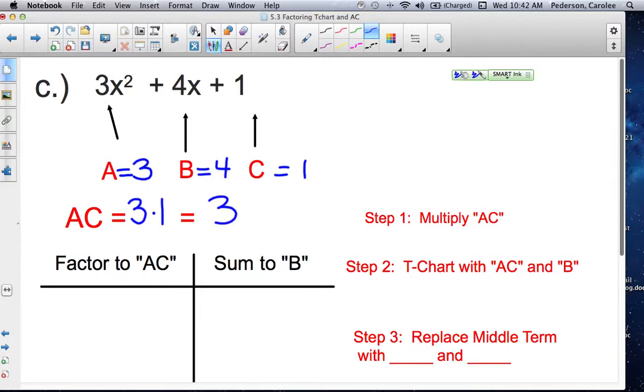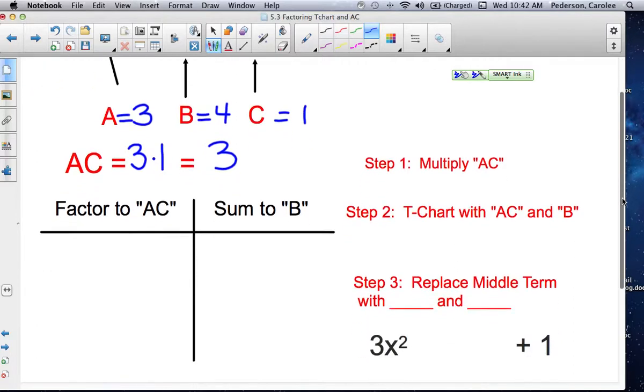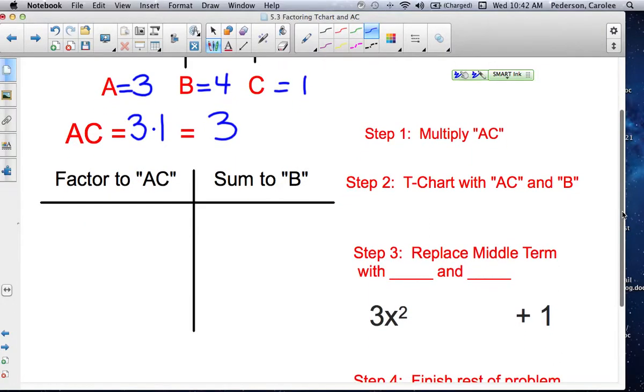Now we're going to go ahead and set up the T-chart. That is step 2. In our T-chart, we're going to factor AC, which was 3 as we found above, and we want the factors to sum to the middle term, B, which is 4. So now we think about all the factors of 3, and there aren't a lot. There is just 3 times 1 and negative 3 times negative 1.